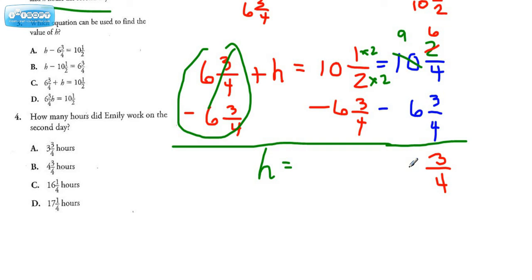And what a conscientious student would do is they would take their answer and add it to the 6 3/4 to make sure you get the 10.5.